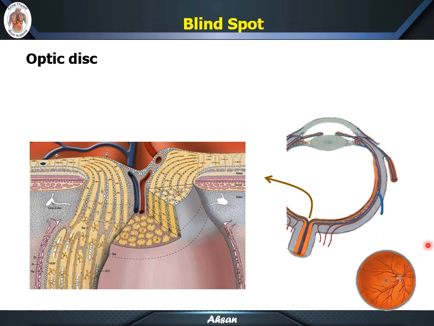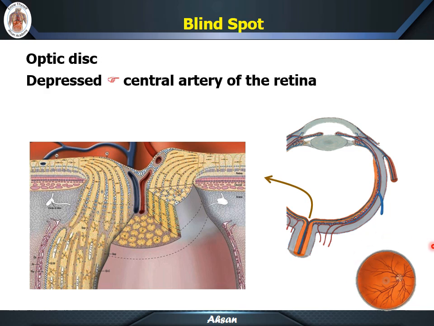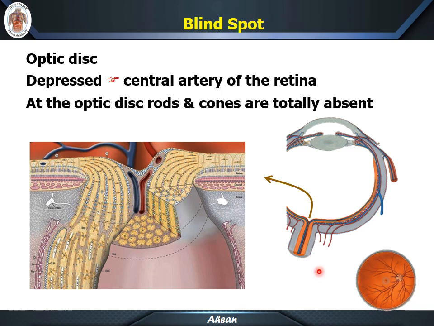Optic disc, as I said previously, does not contain any receptor cells, and it is pierced at the center by the central artery. So rods and cone cells are absent, and the presence of the artery occupies some area. So light cannot be received by an image over this area, and this insensitive area is known as the blind spot.